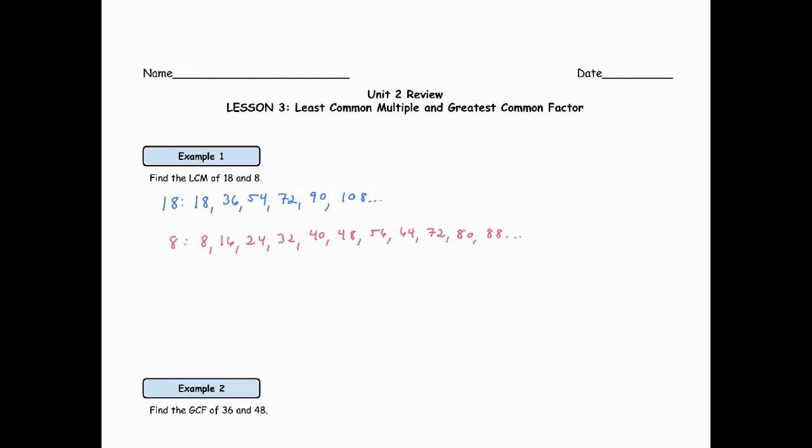So the least common multiple is the smallest number in this list that they have in common. If you take a look at both the blue and the red list, you can see that 72 is the smallest number that they have in common. Therefore, the LCM of 18 and 8 is 72.